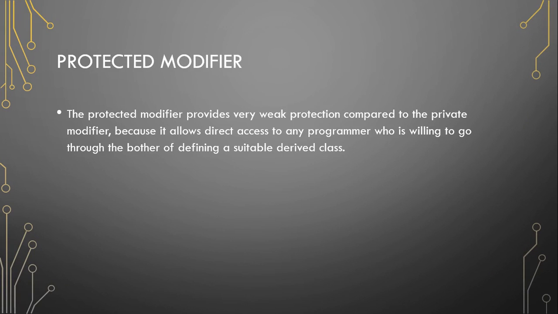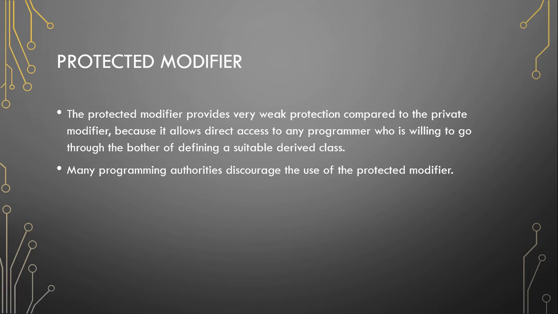Now the protected modifier provides very weak protection compared to the private modifier, because it allows direct access to any programmer who is willing to go through the bother of defining a suitable derived class. Many programming authorities discourage the use of the protected modifier. In fact, very rarely are you going to use protected. You're most likely going to use just public, or you're going to use private. But you need to know about protected because it does exist.